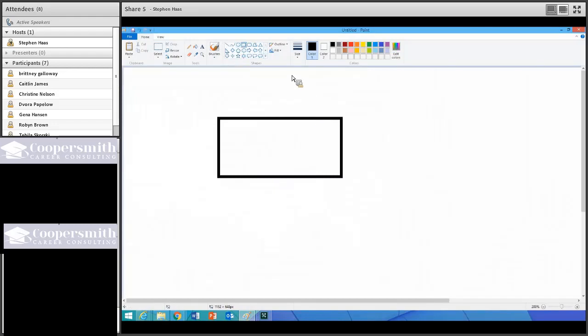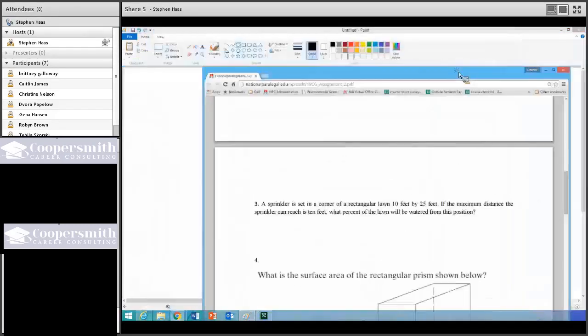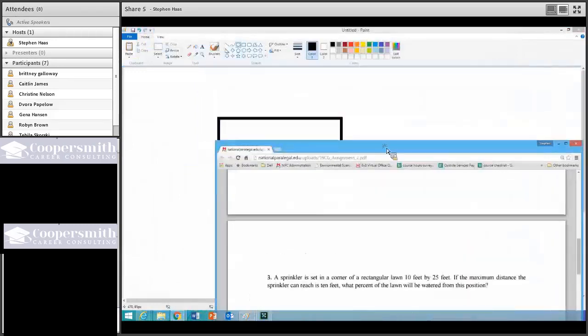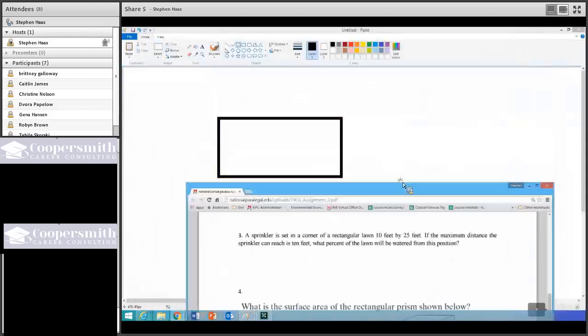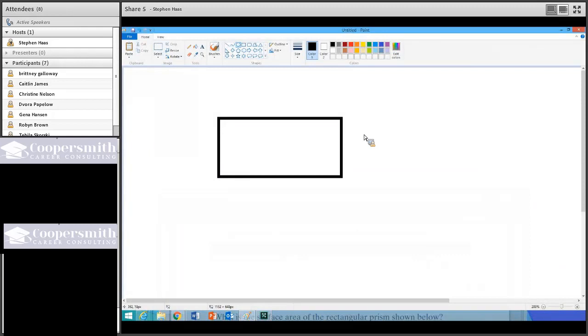So the circle would start over here and have a radius of what? The sprinkler is set in the corner. Let's put this down here. Okay, there we go. We can do it like this. So a sprinkler is set in the corner, 10 by 25. So this is 10. Let me just write this. I'm sorry, this is 25. And this is 10.